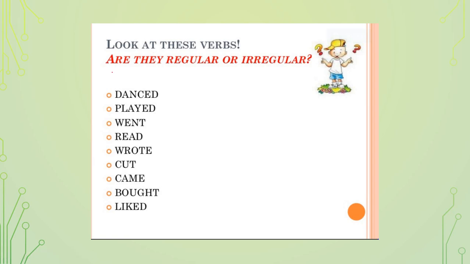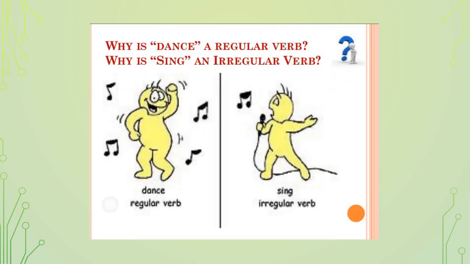Now look at these verbs and tell me whether they are regular or irregular. Danced, played, went, read. So danced is regular because only ed has been added. Played is regular, ed has been added. Went, there is no ed added. It is irregular. Read, irregular.